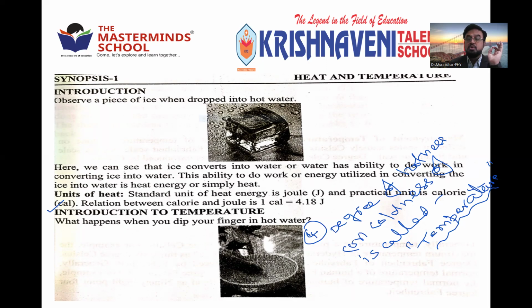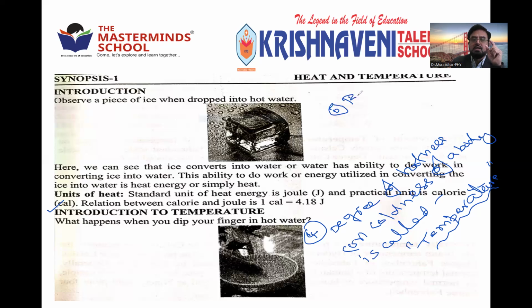So, degree of hotness or coldness of a body is called temperature. Notice the fourth point. Degree means how many degrees it is. When you increase the heat, temperature increases. When you decrease the heat, temperature decreases. See, summer, winter, quite different. In summer, more heat, more temperature. In winter, less heat, less temperature. Right or not?